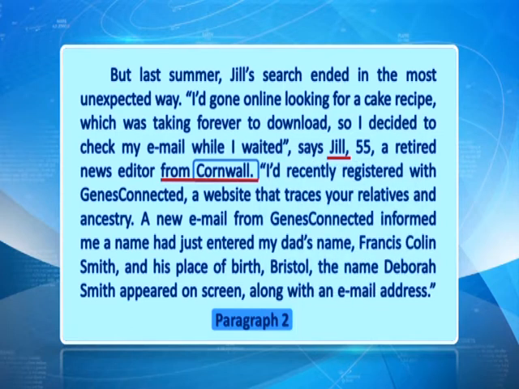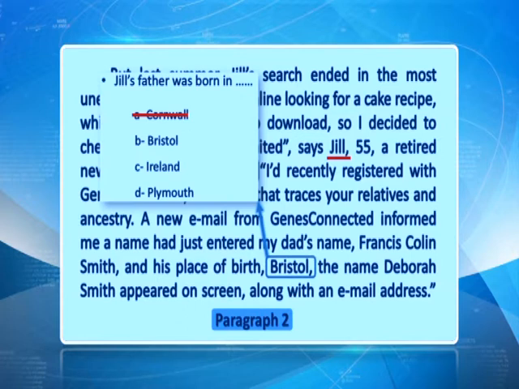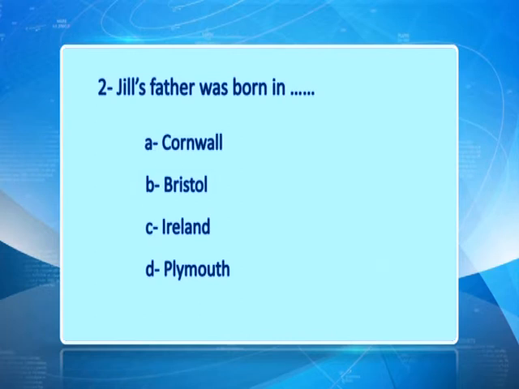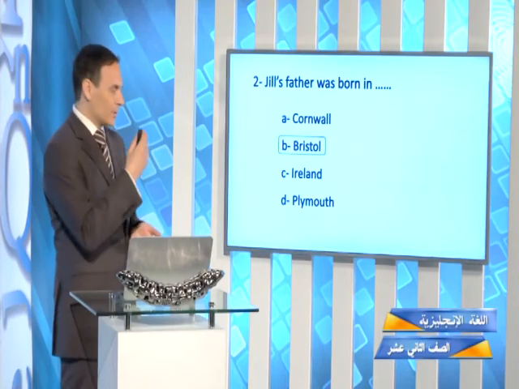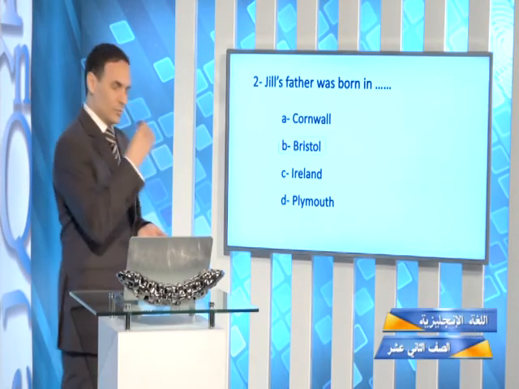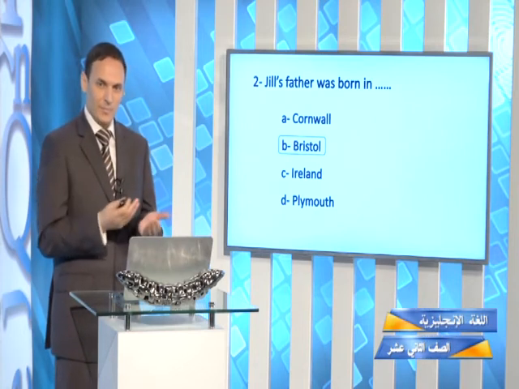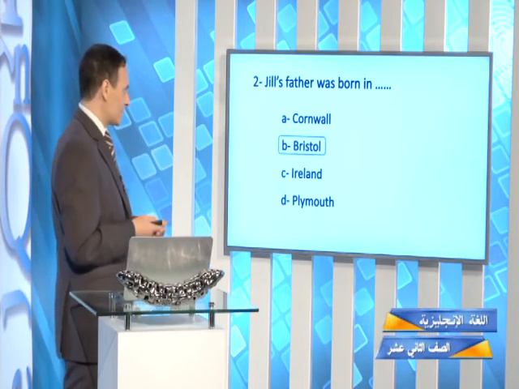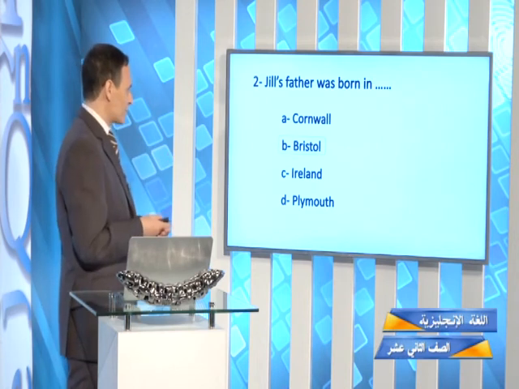We move on to the second name in the list, which is Bristol. Is Bristol the birthplace of the father? Well, let's check the information given. My dad's name, Francis Colin Smith, and his place of birth, Bristol. So that is the correct answer then. Okay? Good. So Jill's father was born in Bristol. If, for example, Bristol is not the correct answer, I will continue with Ireland, and I search for the place called Ireland, and then I check the information given that relates to that place.